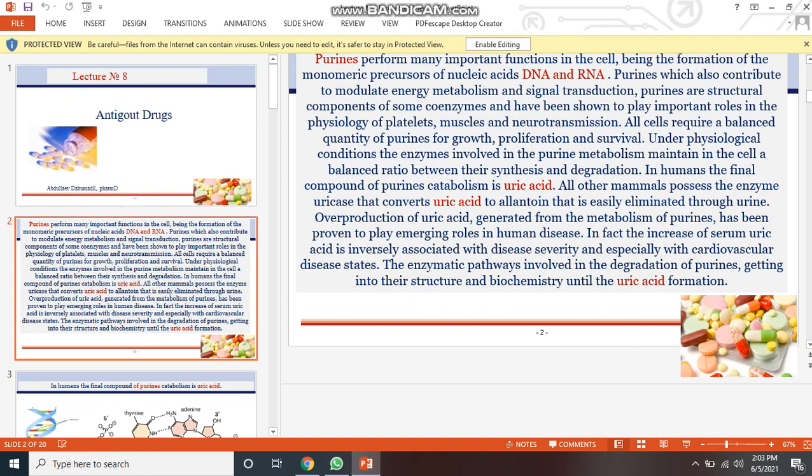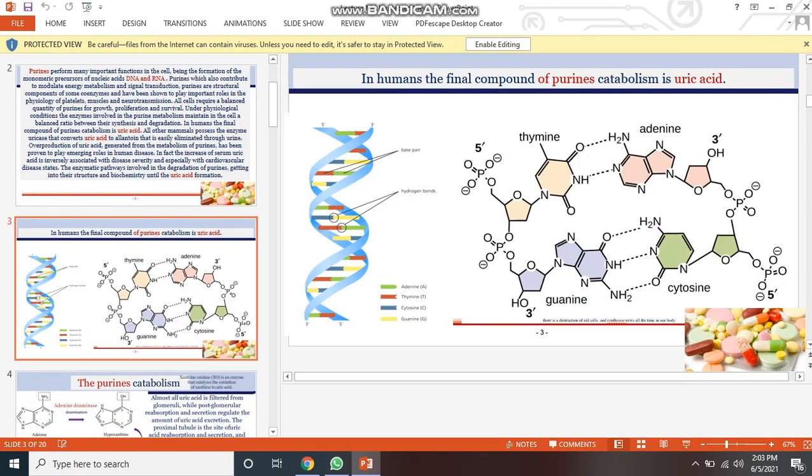The enzymatic pathway involved in the degradation of purines, its structure and biochemistry, goes until uric acid formation. That is all about the purines topic. Next, in humans the final compound of purine catabolism is uric acid. We will talk later about how uric acid is the main end product in humans and also in mammals.